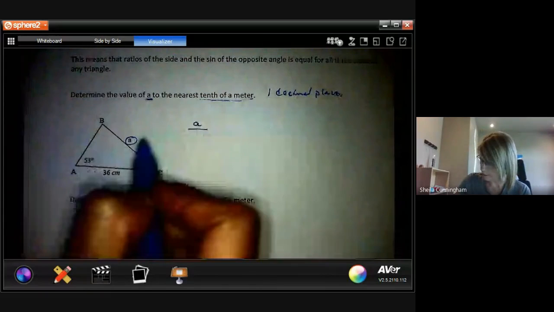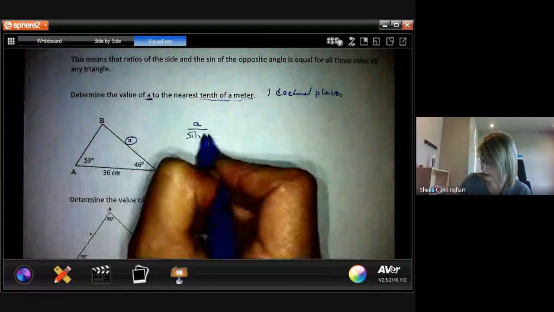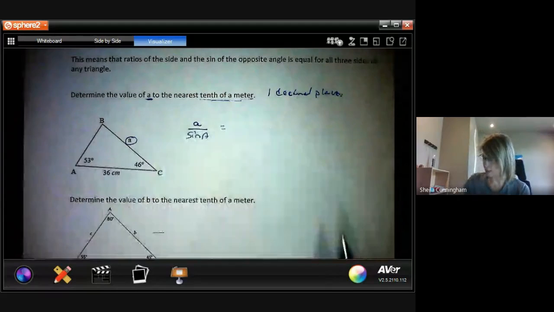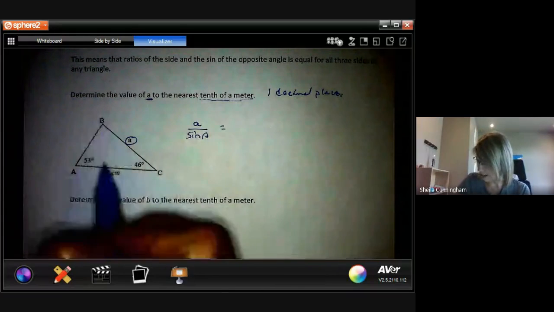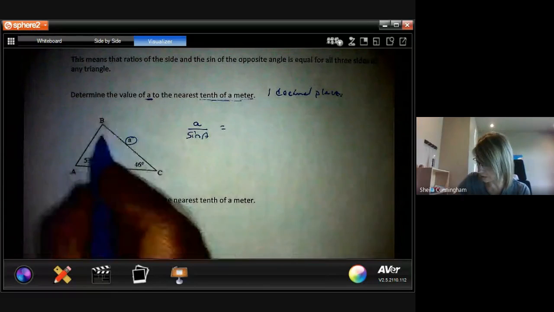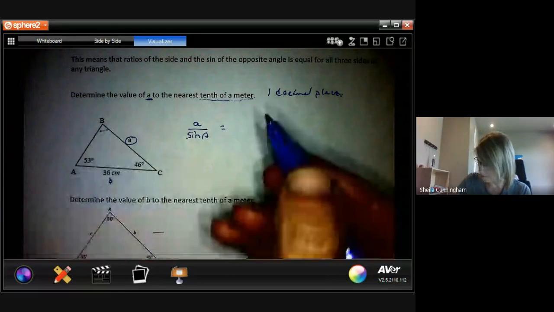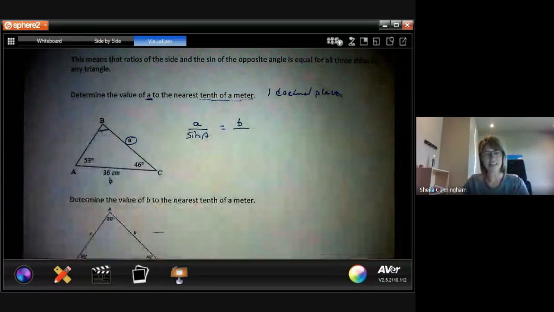And if I'm going to make that ratio, it's going to be a over the sine of A. And now I'm going to set that equal to some more information that I have. Right now, as it stands, I've got this value down here, which is opposite to my capital B. I'm dealing with a B value there. My angle measure is not given there.